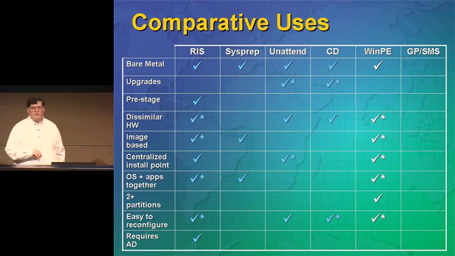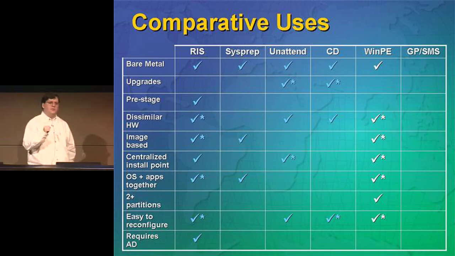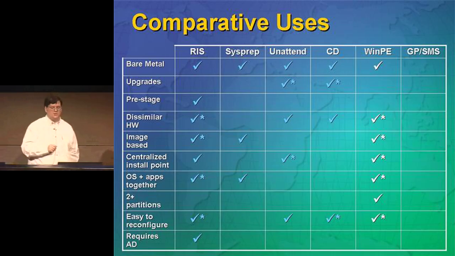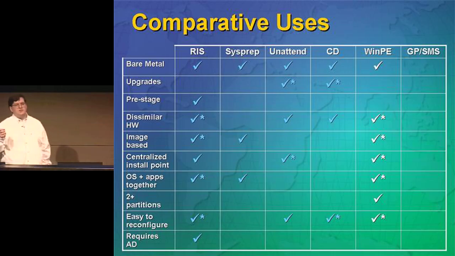Centralized install point, theoretically, you can do this because you could support PXE booting WinPE off of a RIS server, going out to a scripted unattend or a scripted network share and doing your install point from out there. So you can get that centralized install point effect without actually using RIS itself for your installations. It allows you to do the OS and apps together if you're doing that sysprep-based install. It does let you do 2 partitions.